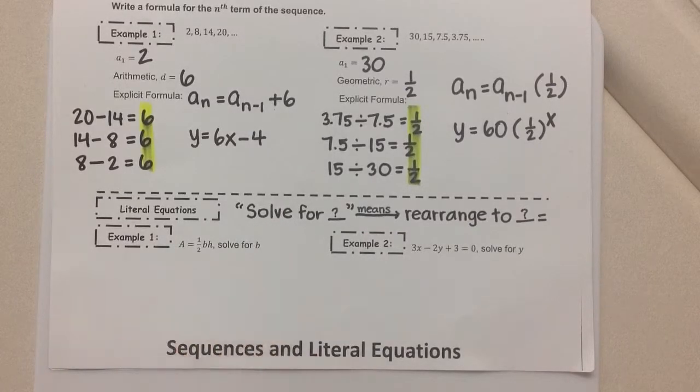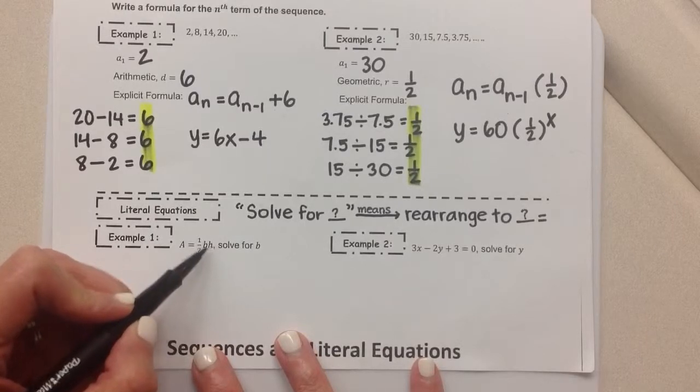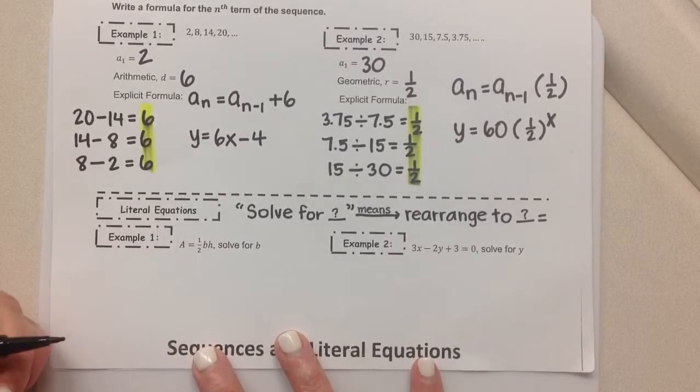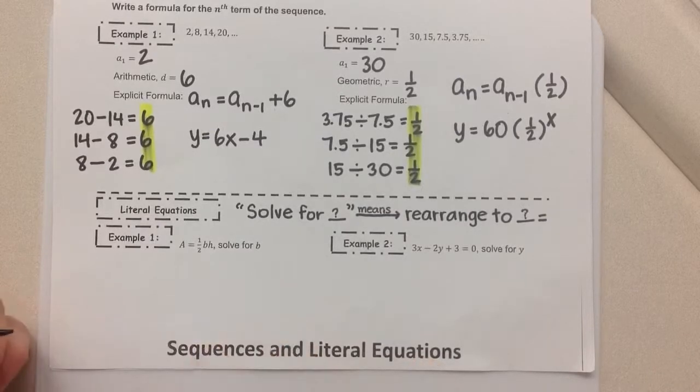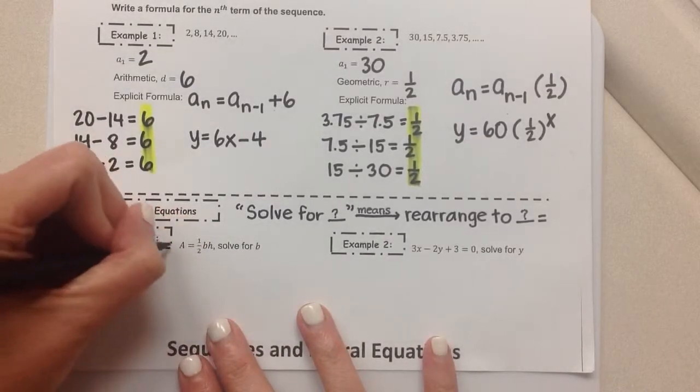So instead of A equals for area, I want to rearrange it to make it b equals. So let's look at the operations. What's going on over here with the b? Well, it looks like we're multiplying it by h, and then we're multiplying by 1/2, which is the same as dividing by 2. So we want to take care of that division first. What's the opposite of division? It would be multiplication. So we are going to multiply both sides by 2.